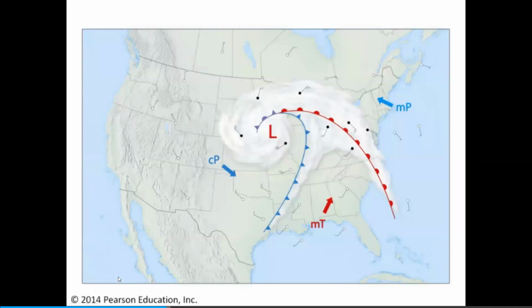You can see here that we have the clouds illustrated, and you can see that these clouds sort of have an overall comma-like shape.